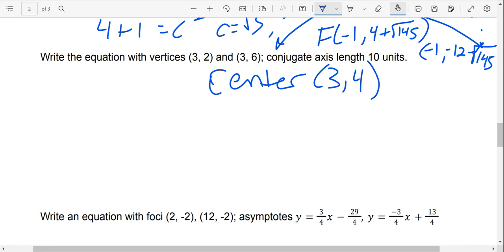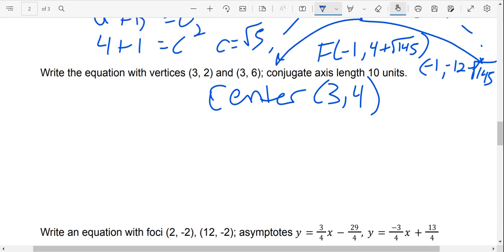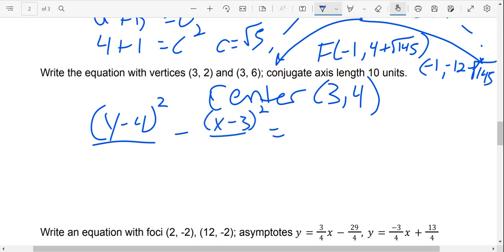All right, now what's going first? Since your y is the one that's changing, your y will go first. So y minus 4 squared minus x minus 3 squared. Now to figure out denominators. So distance from the center to your vertices will be your a value. That's 2. So 2 squared is 4. So 4 goes down there.